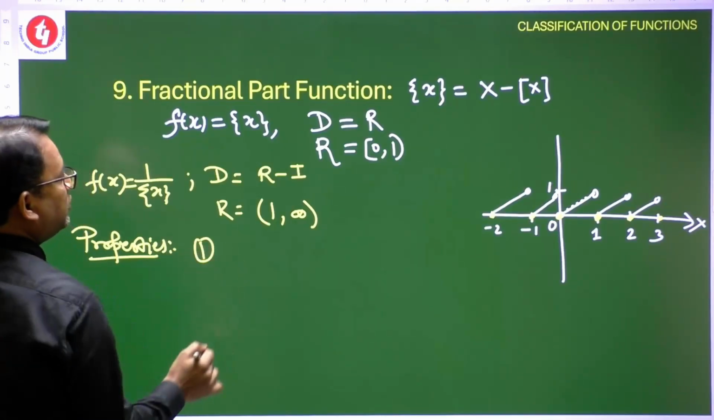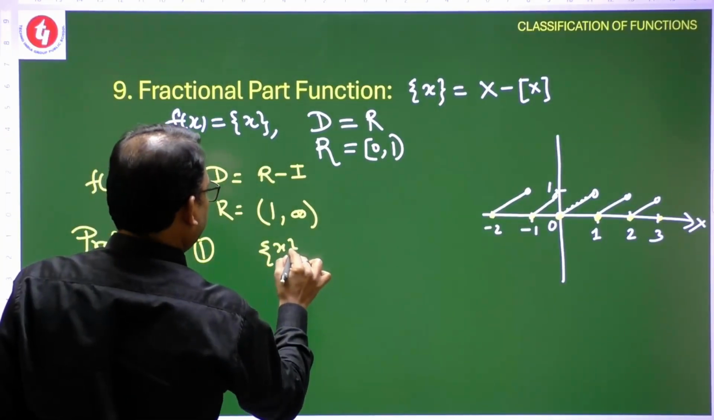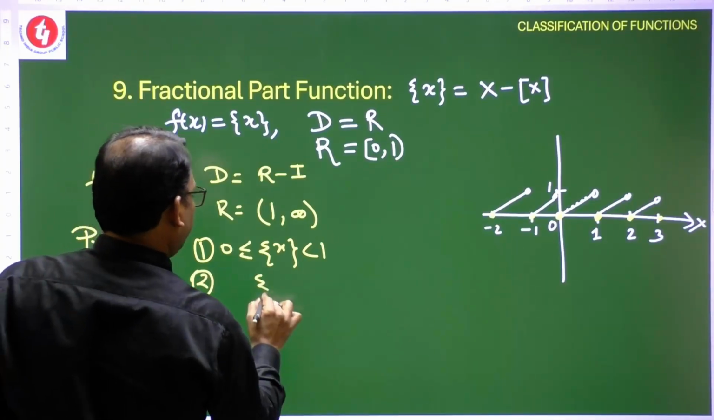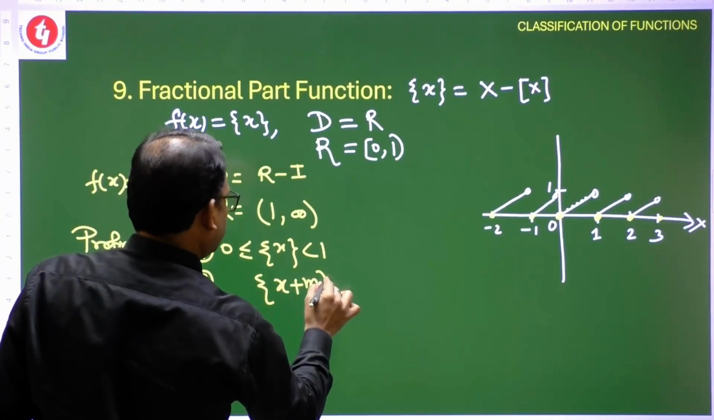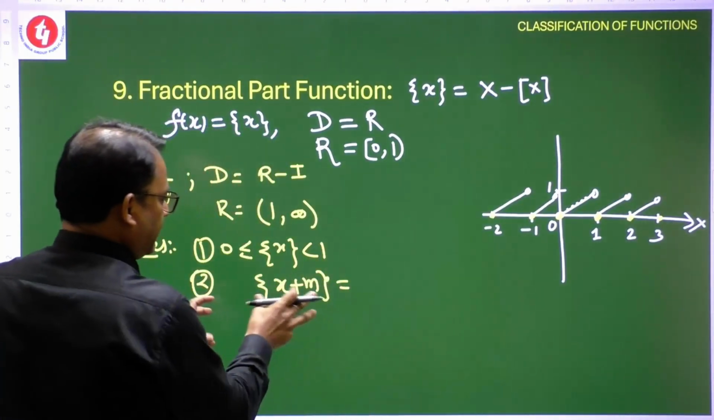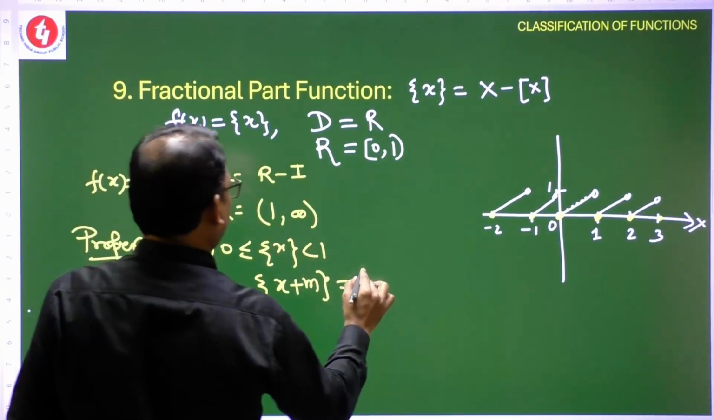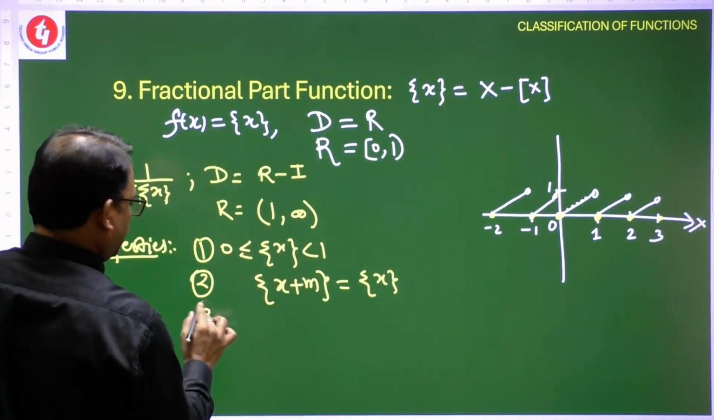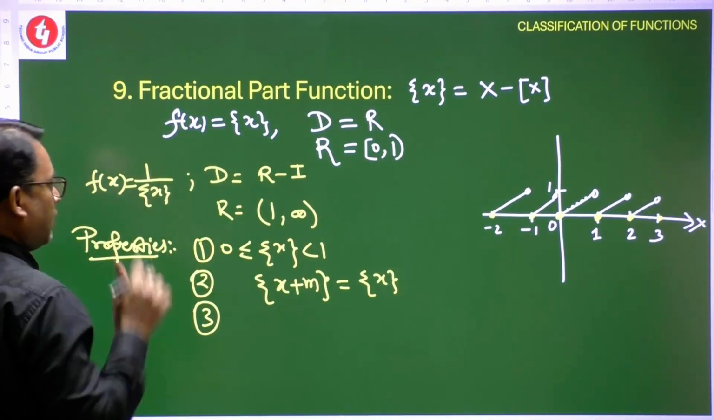First property, we know that the fractional part of x is greater than or equal to 0 but less than 1. Second, if you have any number m which is an integer, and you take the fractional part of x plus m, you will get only the fractional part of x. For the integral part you have 0.